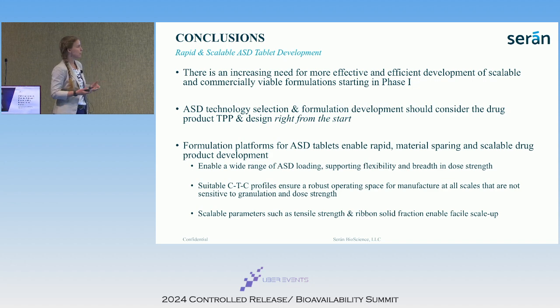Having suitable CTC profiles ensures a robust operating space and gives us the confidence that we'll be able to easily scale this. We continue to use those profiles throughout the scaling process to understand how different features of the ingoing materials, or things like dwell time or different features of different rotary presses, might impact those relationships. And those scalable parameters really are what enable that rapid and easy scale up.